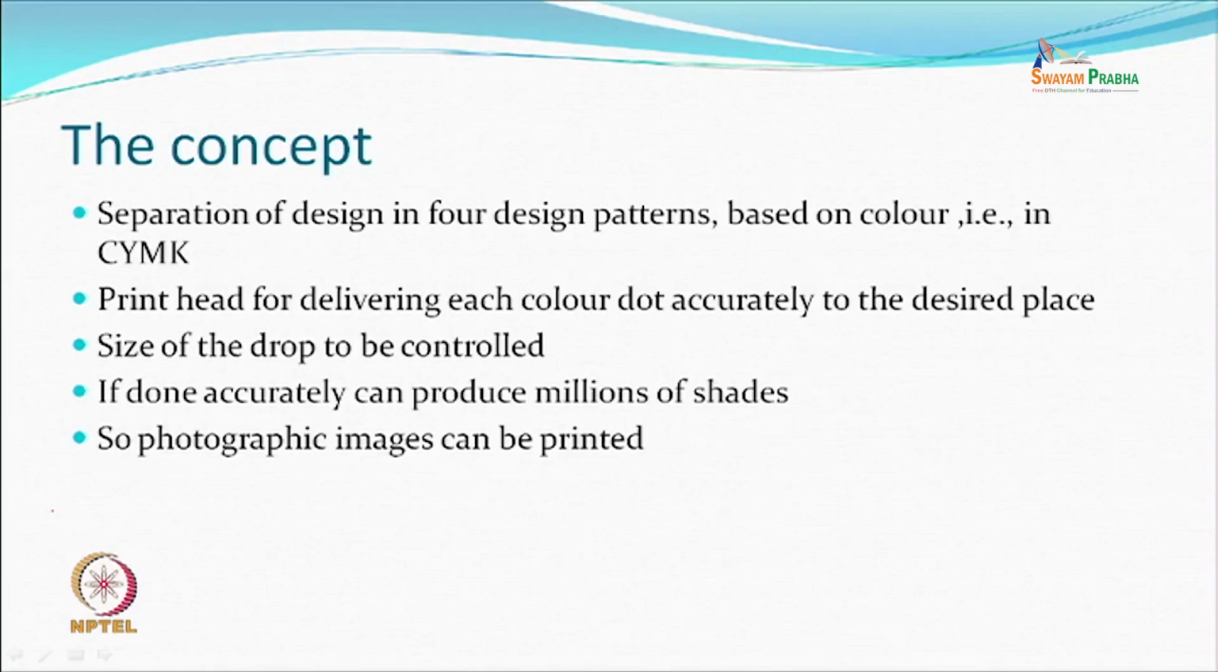So when you have a large number of drops in a smaller area, then you obviously are able to produce a finer print, and you call it better resolution. So when you say higher pixel density, it means better resolution of every detail that is there in a picture. So that has to be controlled. So if done accurately, millions of shades can be produced.